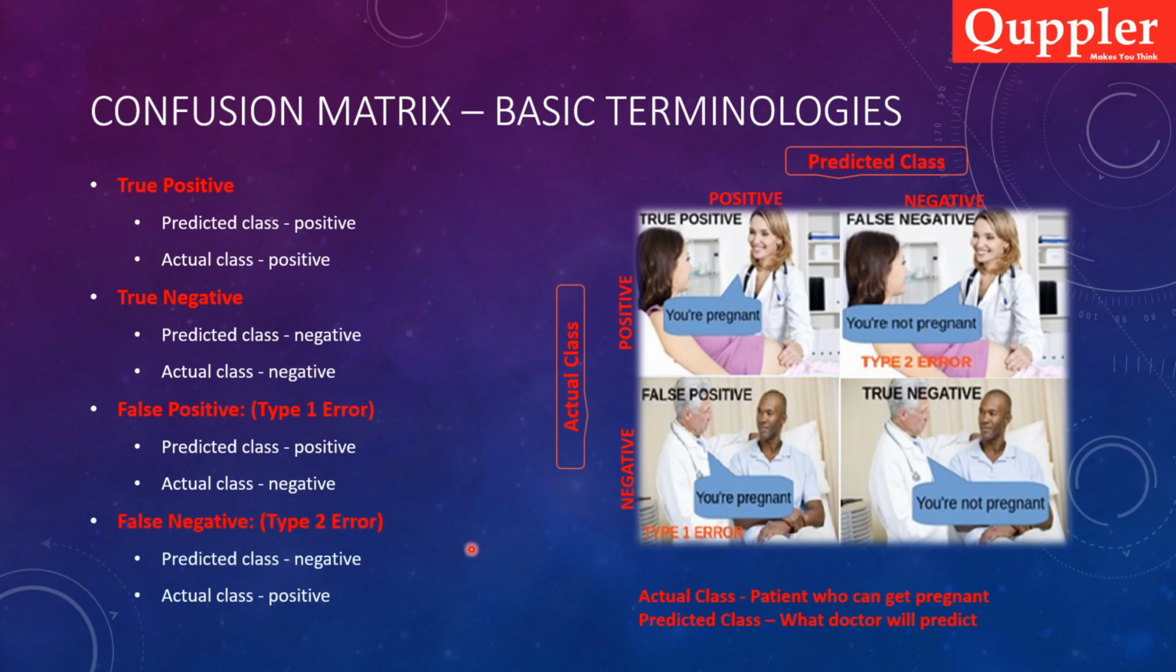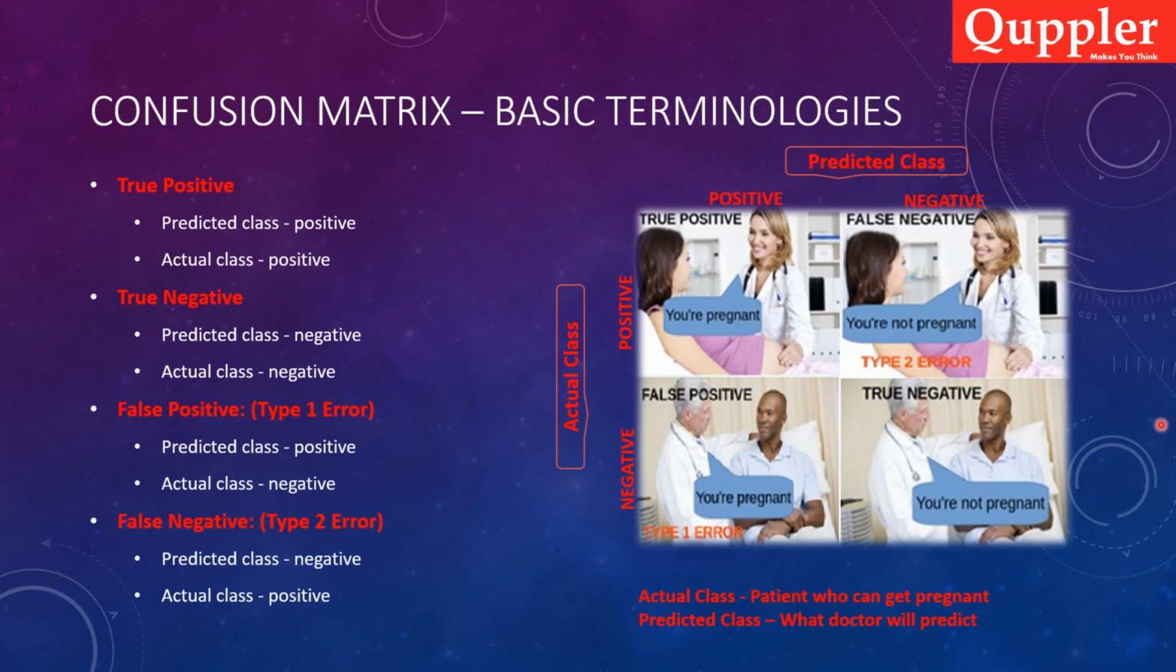And the last is the false negative, which we often call a type 2 error, where the predicted class is negative and the actual class is positive. For example, the doctor is predicting no, you are not pregnant, where the actual class is positive. By seeing her, everyone knows yes, she is pregnant, but the doctor is telling her no, you are not pregnant. This type of error falls under the type 2 error.